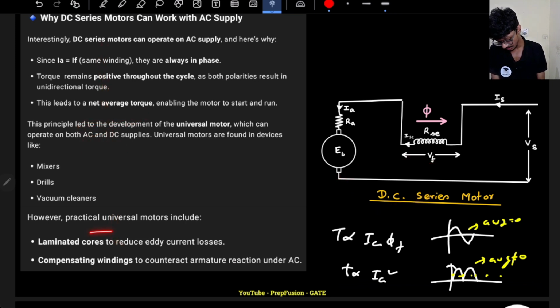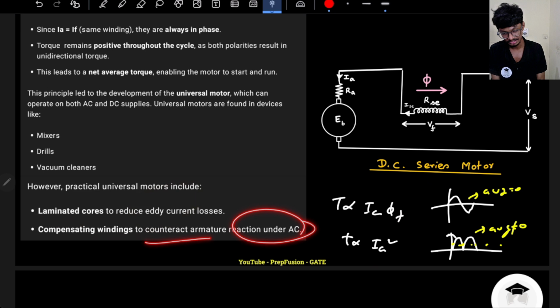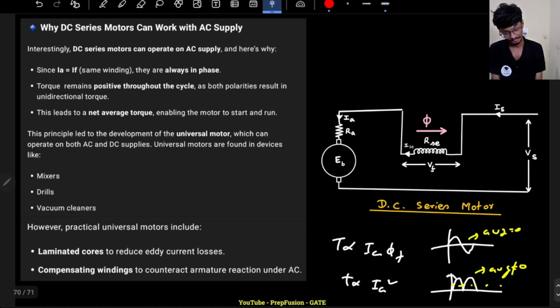A few practical considerations we have to understand: there will be eddy current losses because now frequency is involved, right? So if f is involved, there will be eddy current losses, and for that we need to laminate the core. So we have to make a few mechanical changes, but the ultimate concept is this one only. And compensating windings will counteract the armature reaction under AC. Because there will be armature reaction in the armature current due to the AC current, that will be compensated by the compensating windings.